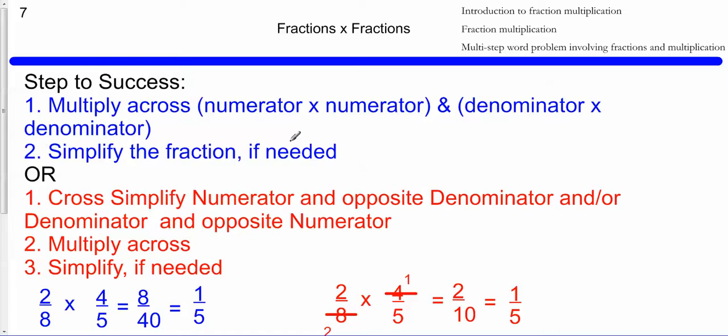Step number 2, simplify the fraction if needed. 8/40ths can be simplified, so I'm going to divide them both by 8. 8 divided by 8 is 1. 40 divided by 8 is 5. Okay? Or I could do it this way.